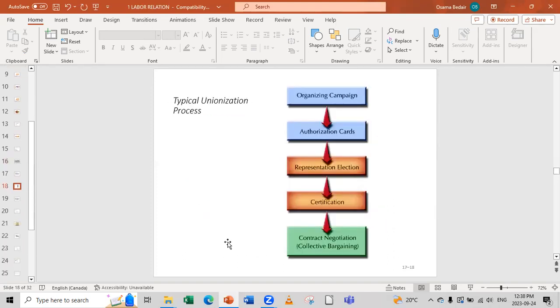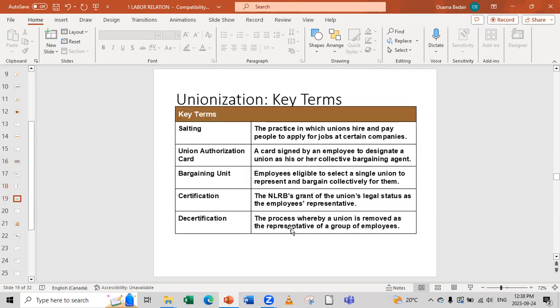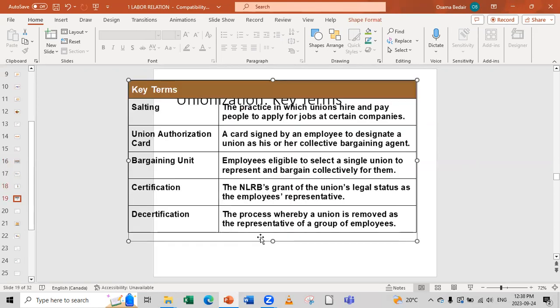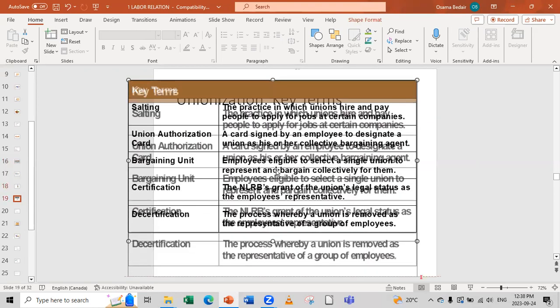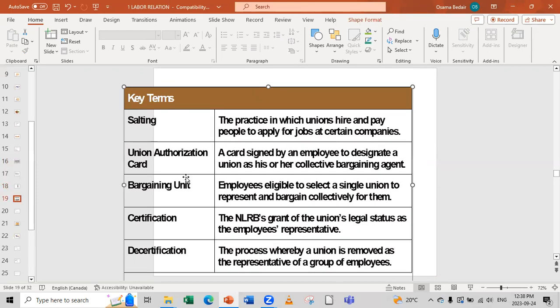We have also the steps of the unionization or organizing campaign, like you see here: authorization cards, representation election, certification, contract negotiations. Those are the main terms of unionization, the key main terms. Also, we need to know what the main terms on unionization are.